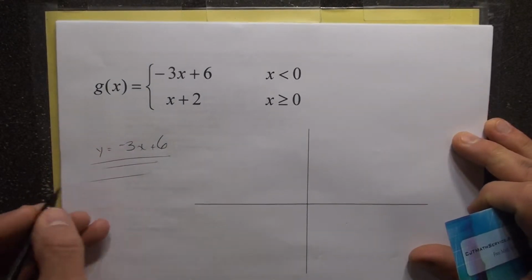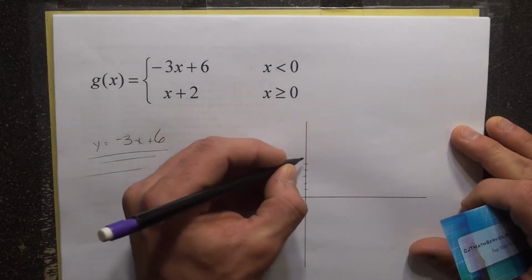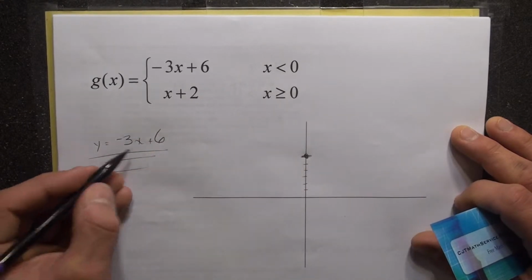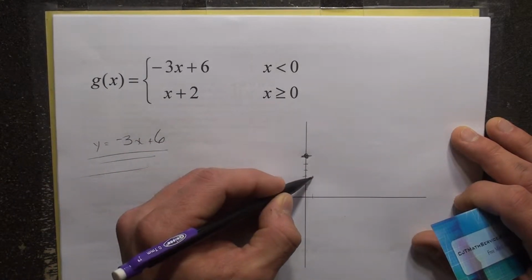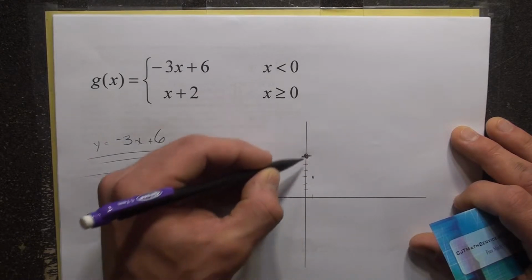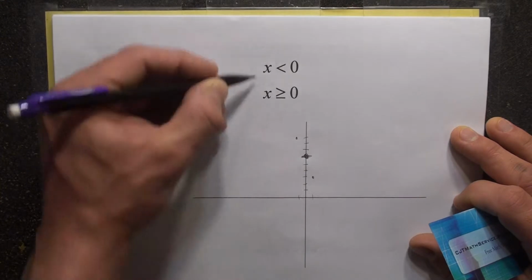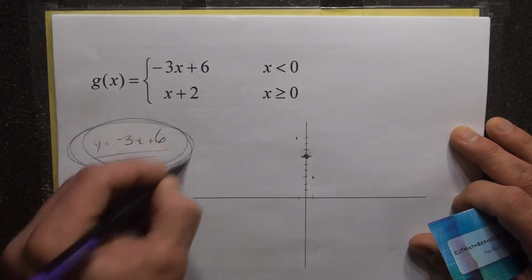Well, the shortcut would be to use the slope-intercept form. We're going to go up 6, 4, 5, and 6. We have a slope of negative 3, so we would go down 3, 1, 2, 3, and to the right one, we'd put a point here. Or we would go up 3, 1, 2, 3, and to the left one, we'd put a point there, and we would have this line. So this is the line y equals negative 3x plus 6.